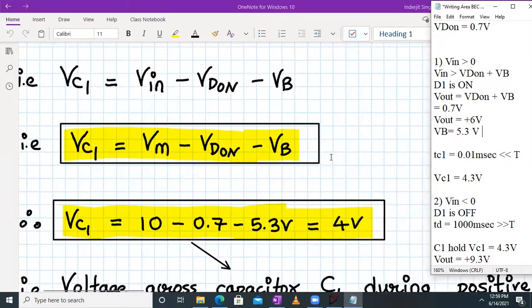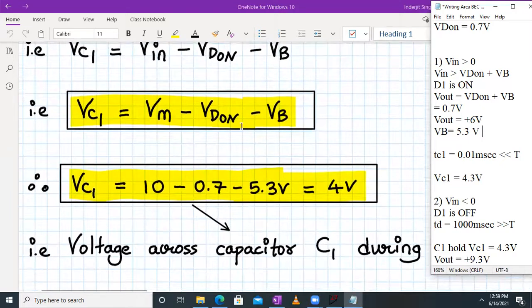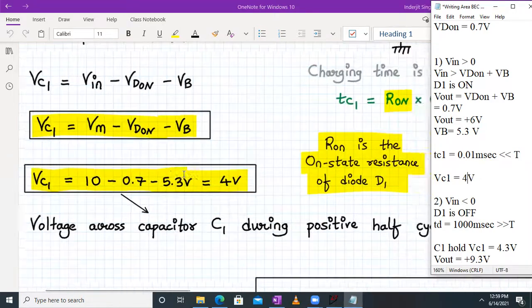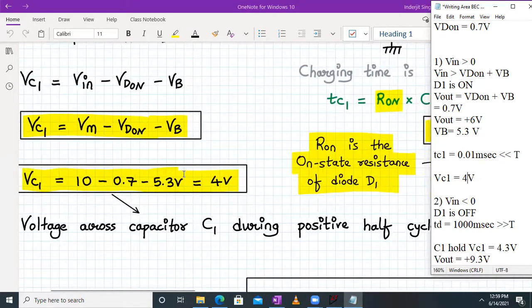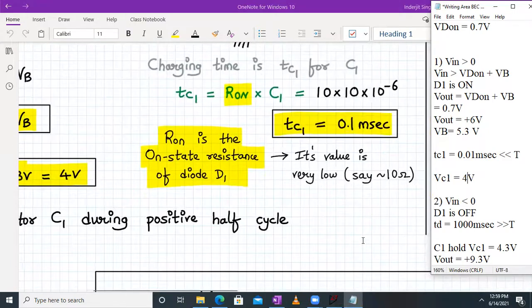So what will be the value of Vc1? Vm is given as plus 10 now, so it will be 10 minus 0.7 minus 5.3. Your value of Vc1 will come out to be plus 4 volts. So the voltage across the capacitor Vc1 charges to around 4 volts during the positive half cycle.